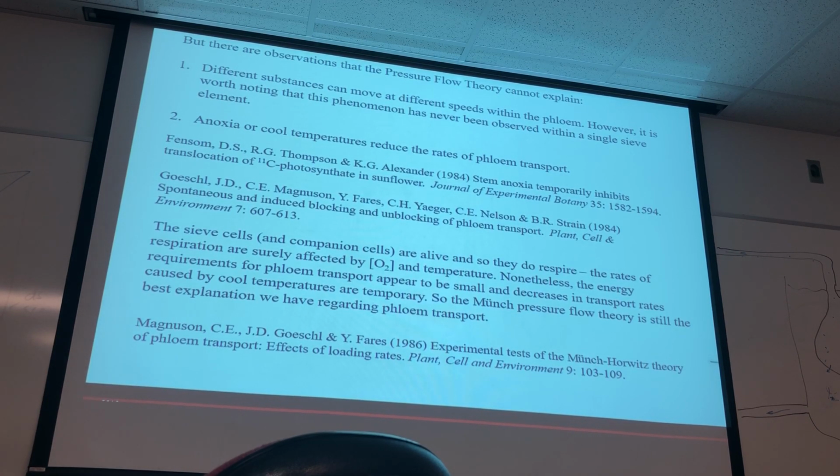But first of all, that doesn't explain why no oxygen affects it. And this changes way more than you can explain by changes in viscosity of the fluid with temperature. So how does that work? There's nothing in Münch's theory that says the phloem has to be alive. Those phloem cells have to be alive. There's no need for that, according to what we've just talked about. So how does that work?